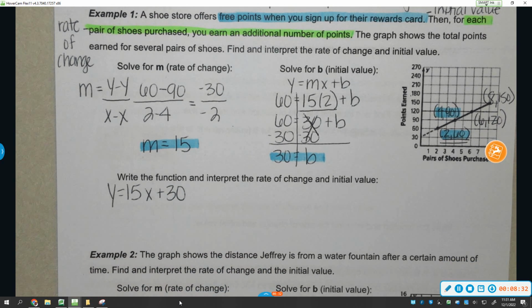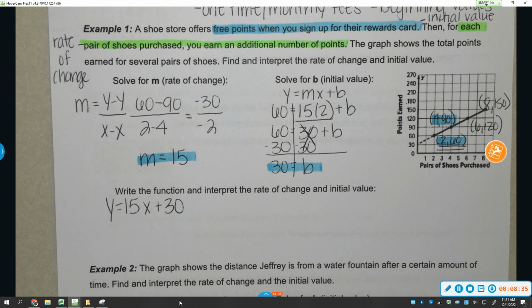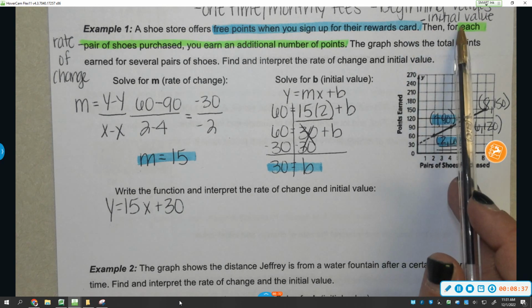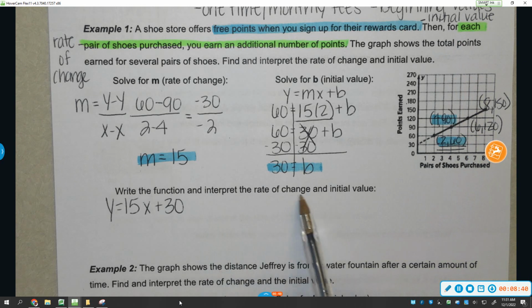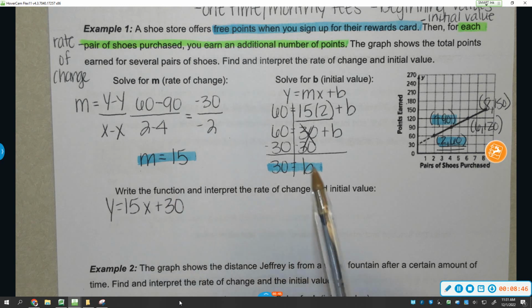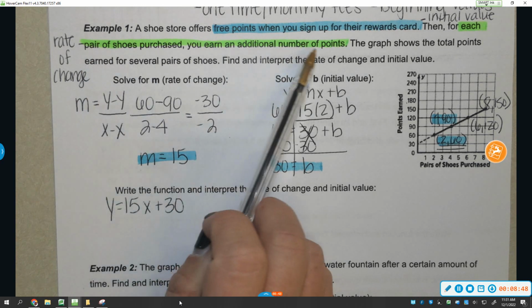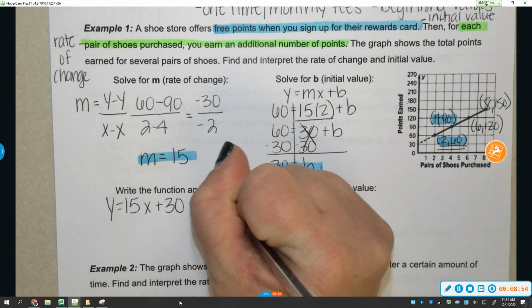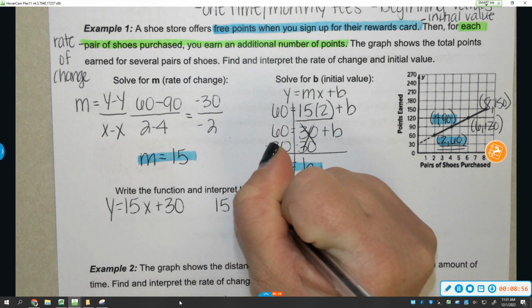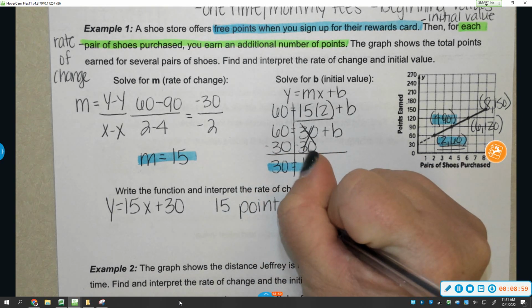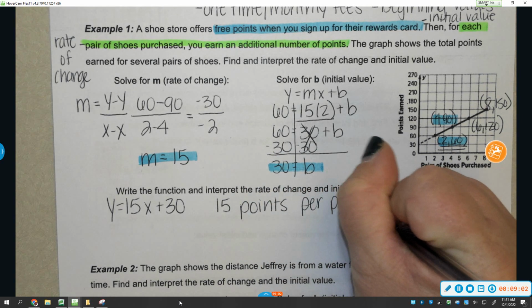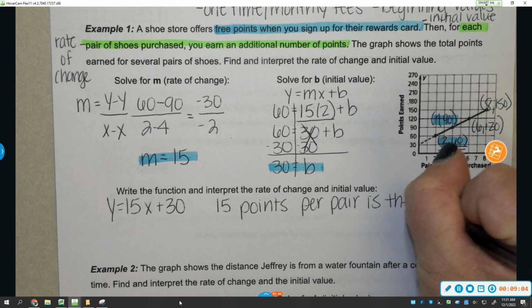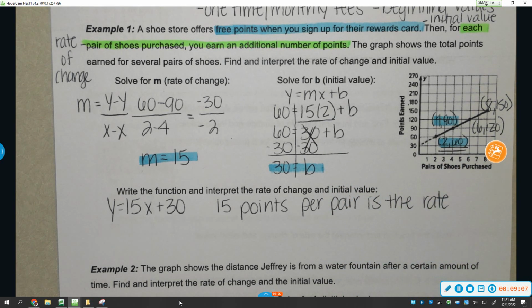Alright, now, since this is the first one, I already highlighted and identified to help us. So, when it says interpret the rate of change and initial value, let's start with rate of change. 15 is the number of points for each pair of shoes you purchase. So, you could say 15 points per pair is the rate. Alright, so the rate of change is 15 points per pair.